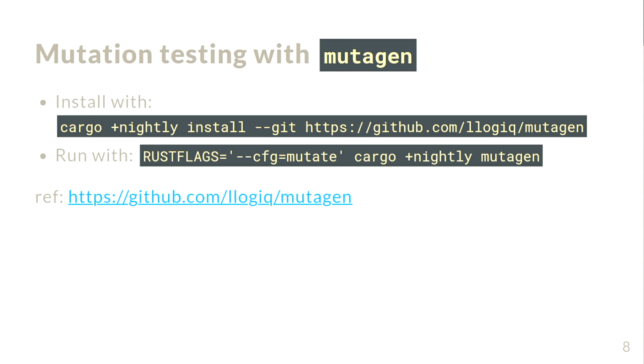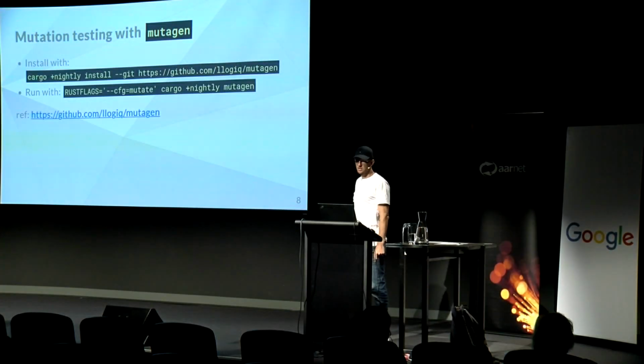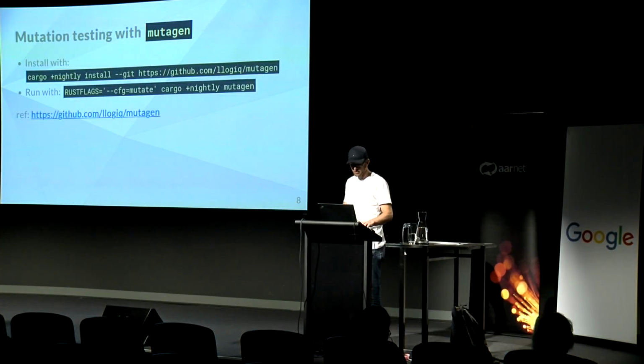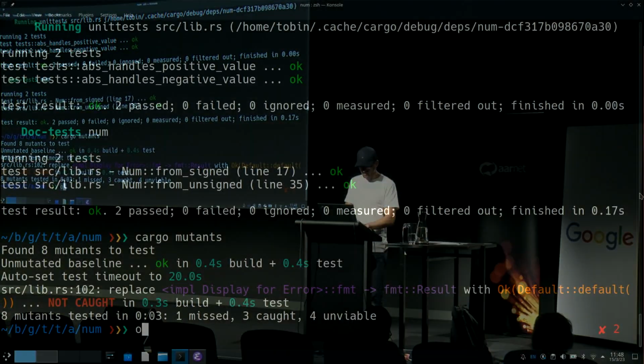Let's give Mutagen a go. So Mutagen is mutation testing as well, but Mutagen is a little bit more aggressive than cargo mutants. Cargo mutants, you didn't have to change the source tree, did you notice? We can run it on any tree and it does every method. Mutagen needs some source tree changes, but it can change a lot more things. So let's have a look at that.